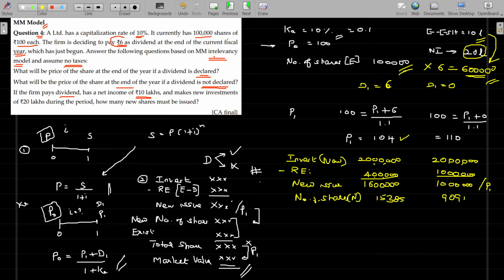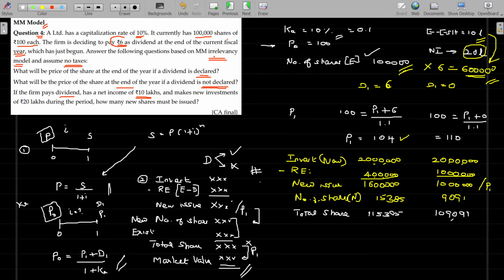Now get me the total number of shares by the end of first year. Initially we have 1 lakh. Because of the further issue required for raising the new investment, 15,385. If you add that up, the total number of shares including the new issue should be 1,15,385. For the next one, calculate the same way: 1 lakh plus this one, 1,09,091 will be the value.